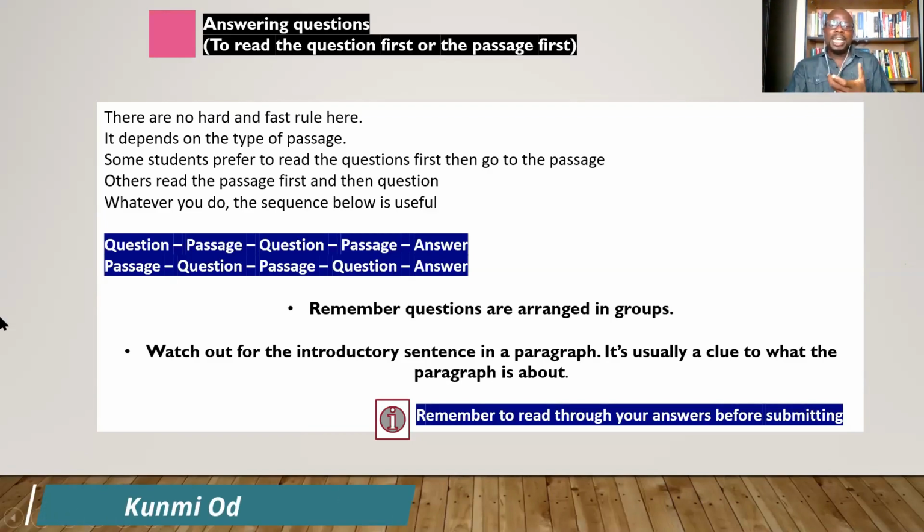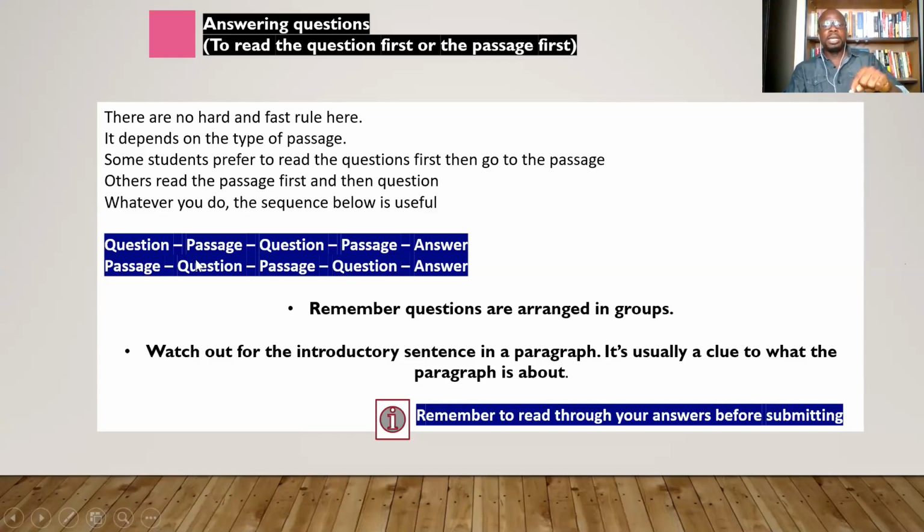You can either read the question, then go to the passage, go back to the question, and then to the passage before you finally try to answer the question. Or you read the passage first, then read the question, back to the passage, and then back to the question and the answer. What you should observe here is that you have an opportunity to read the question twice. Same thing with the passage, you refer to the passage at least twice.